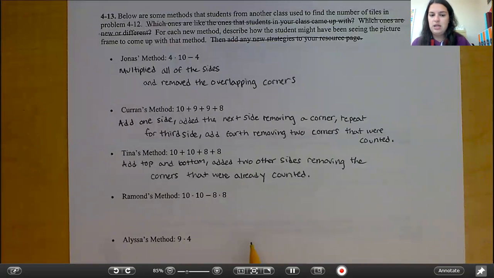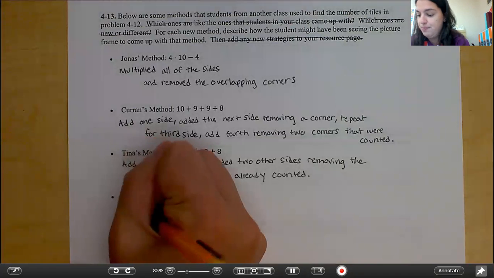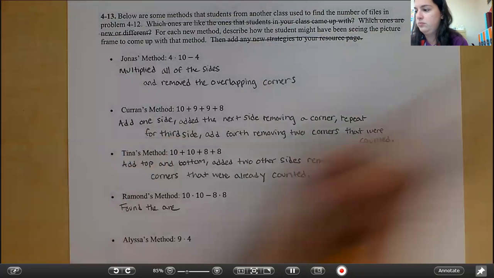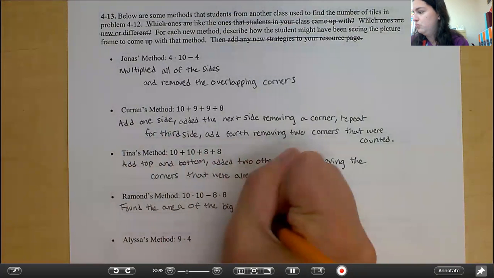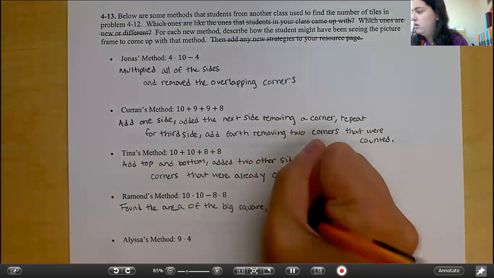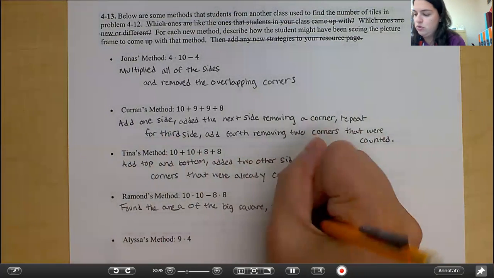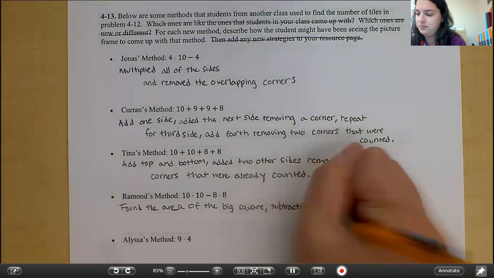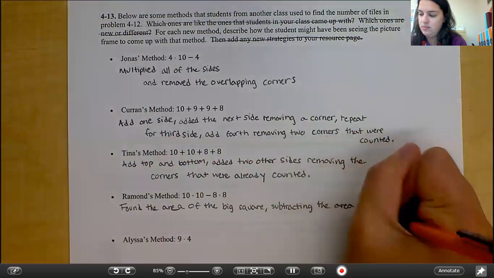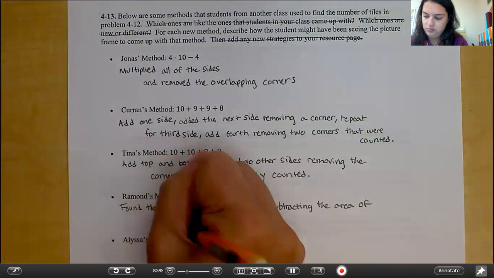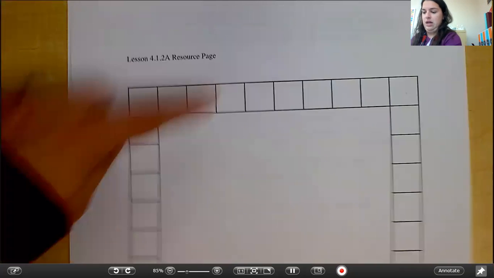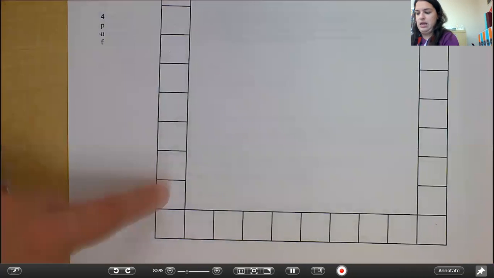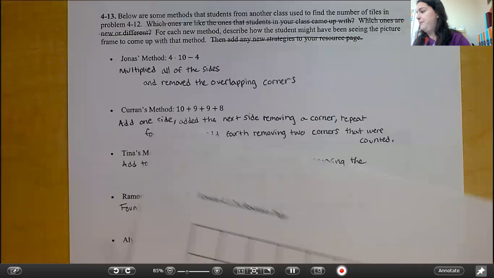Raymond's method was 10 times 10 minus 8 times 8. So he found the area of the big square. And then subtracted the area of the small square. So the big square was 10 times 10, and then the small square was 8 times 8, and subtracted it.